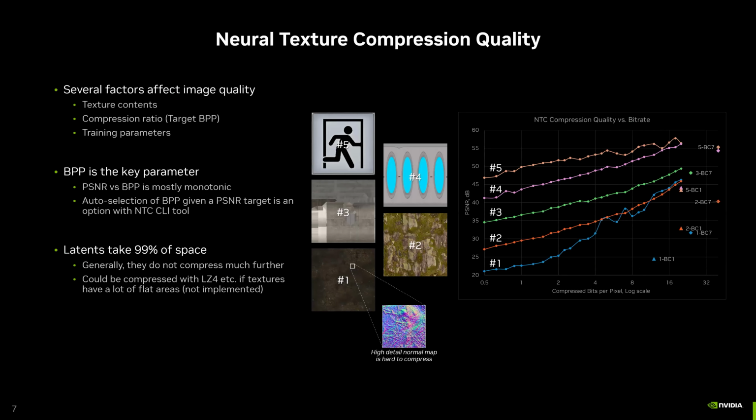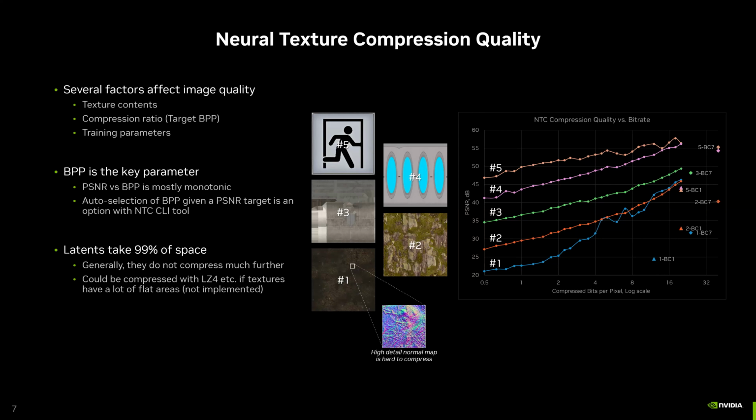So a few words about NTC quality. Basically, why it matters is that it gives you a significant compression ratio over BC at the same quality level, or conversely, at the same size, you get significantly higher quality. There are some factors that affect the image quality. Obviously, texture contents being the primary one. Like if you have a lot of small and high contrast detail in the texture, it's more difficult to encode, so it takes more bits to encode that with high accuracy. And of course, the compression ratio, or the bits per pixel of the compressed texture set, is very important too.